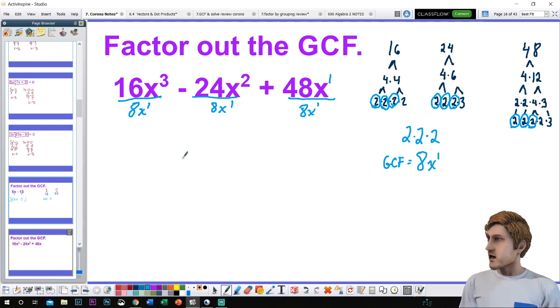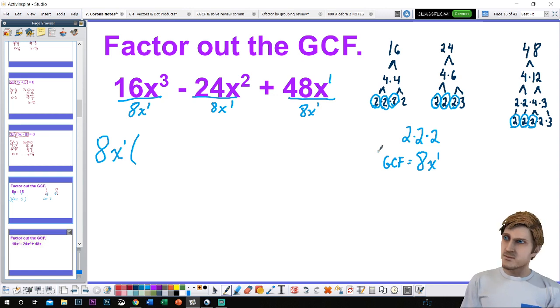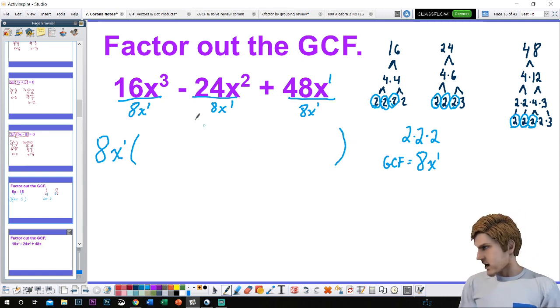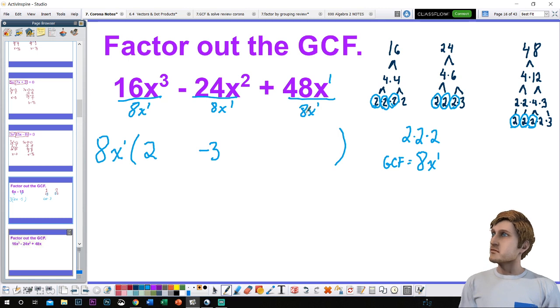And so what that does is I'm bringing my 8x to the first power outside. If you don't want to put that 1 there, it's not a big deal. And now I'm going to divide. So I have 16 divided by 8. That gives me the 2. Negative 24 divided by 8 gives me negative 3. And 48 divided by 8 gives me positive 6.